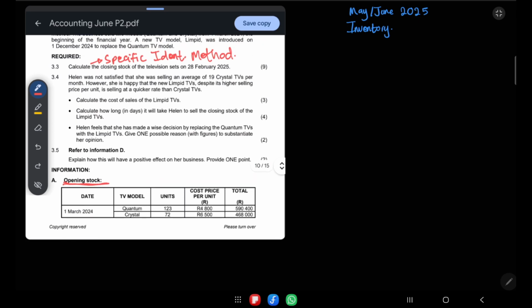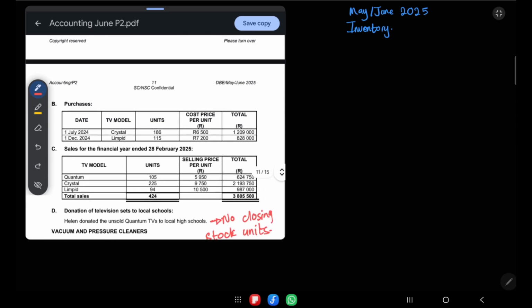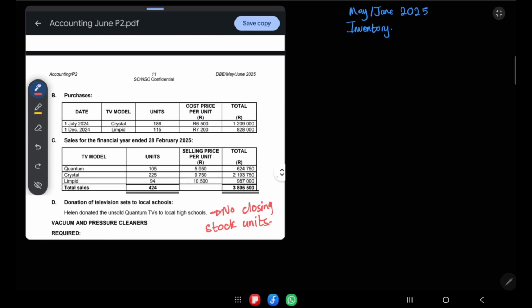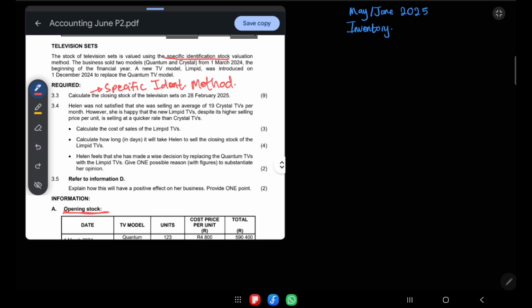So let's move to our information again. Required, remember this, refer to information D. Explain how this will have a positive effect on a business. What happened in information D? She donated TV sets. I think that is a very easy 2 marks. We'll get to this. Let's move to 3.1.